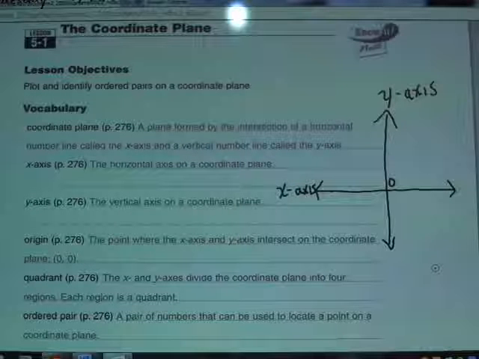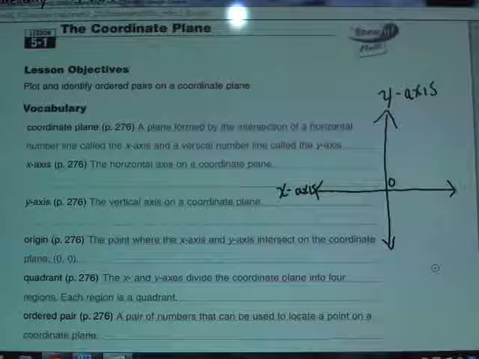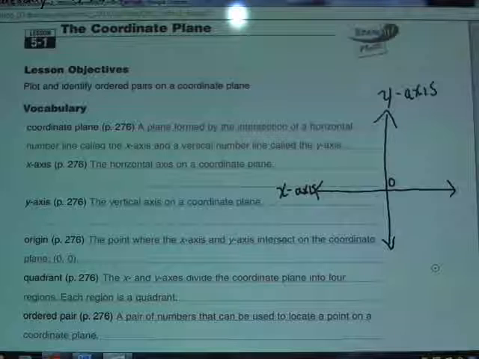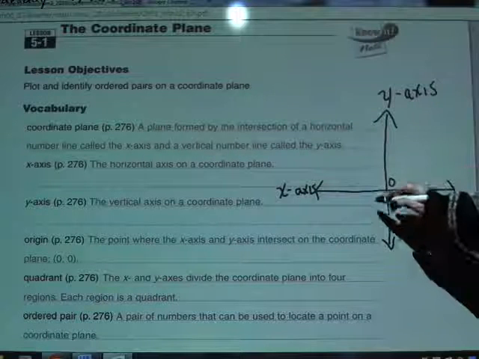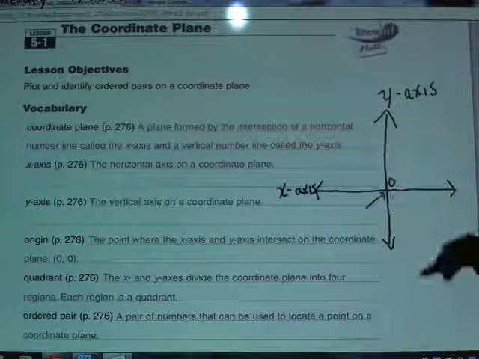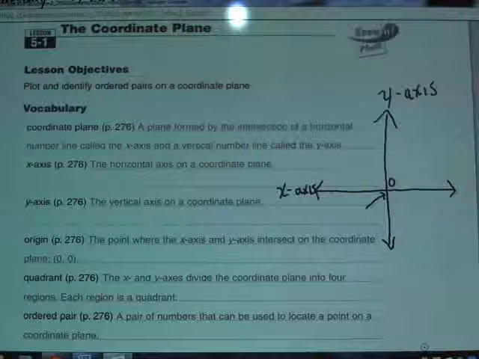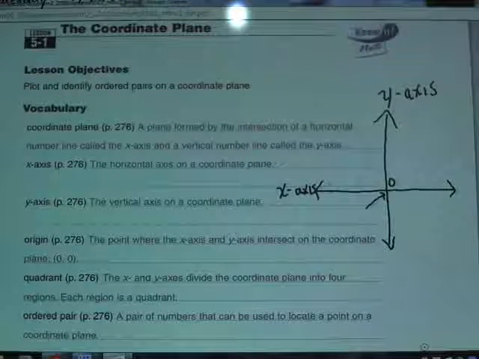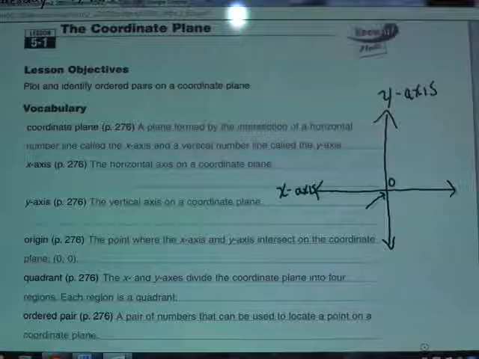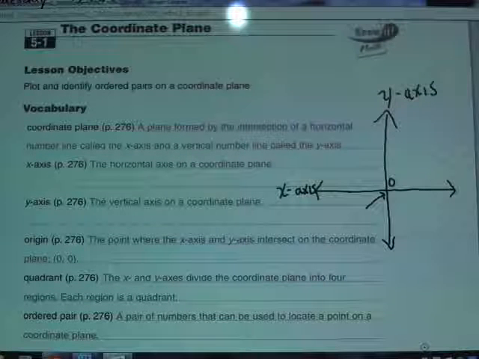The origin is the point where the x and the y-axis intersect on the coordinate plane, named by the point 0, 0. So this point right here that we've marked at 0, that point there is the origin. And in terms of a coordinate pair, we would write 0, 0 to identify. And we'll talk about what that means in a second.